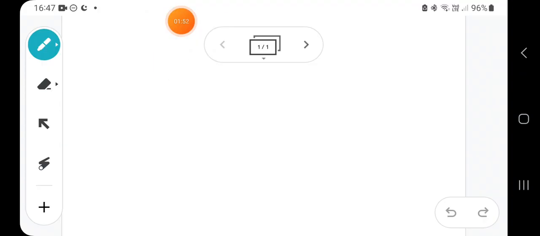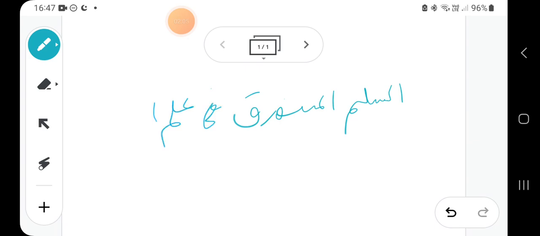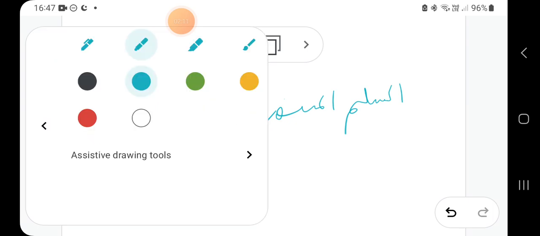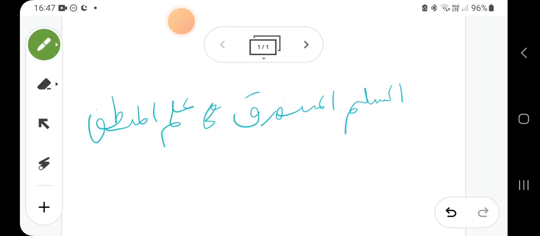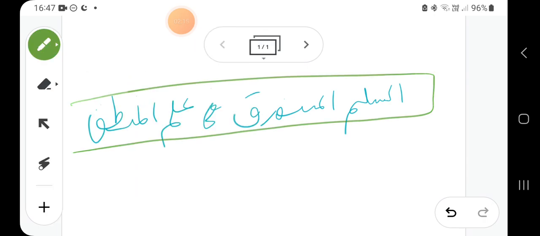The book is Sulam al-Munarak fi Ilm al-Mantiq. It's in a poem form because it's easier to memorize it.